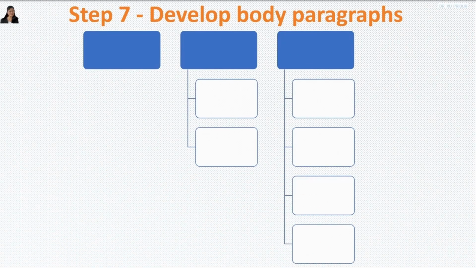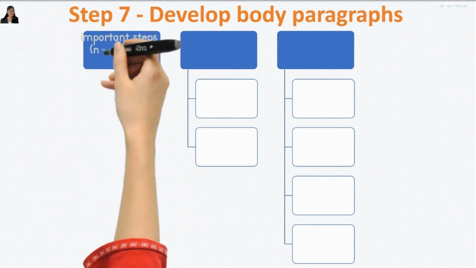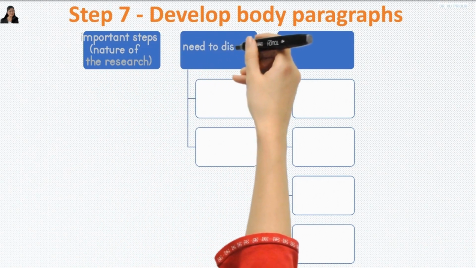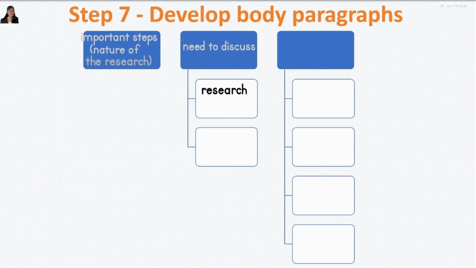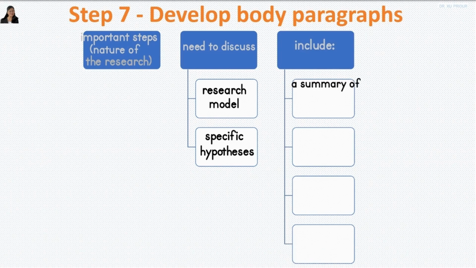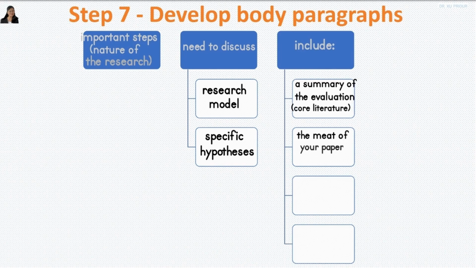In conclusion, the body section of a literature review encompasses several important steps, depending on the nature of the research. In this section, you need to discuss the research model you will employ to examine the relationships between variables in your study. Based on the research model, you should also present the specific hypotheses that you will test in your study. Firstly, the body section should include a summary of the evaluation of the core literature. When writing a literature review, the body section serves as the meat of your paper. Clearly explain the theories or concepts you are adopting and how they are relevant to your research question.